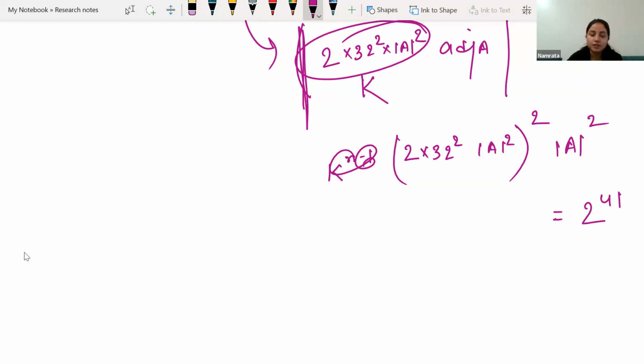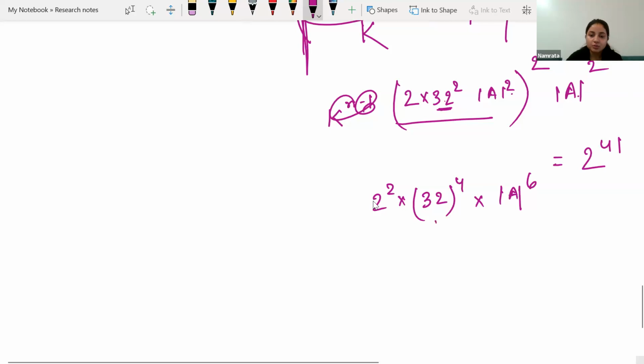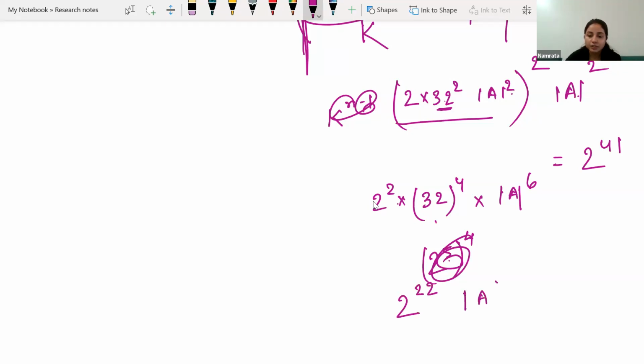So what will we be having here? Here it's 2 squared into 32 to the power 4 into determinant of A to the power 4 into determinant of A squared. So 4 plus 2, 5, 6. Let me check. We will be having 2 to the power 5 here, and that 5 4 times 20, 21, 22. So all 2, if I collect together, we will be having 2 to the power 22. Determinant of A to the power 6 is equal to 2 to the power 41.